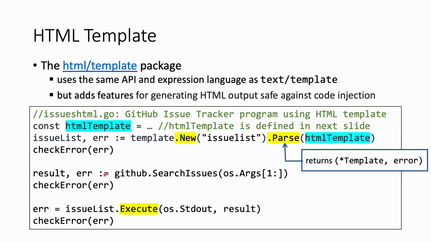The remaining code is to execute the parsed template stored in issuesList to the input from the GitHub.showIssues function. This code is the same as that in the GitHub issue tracker program that uses text template. So it calls function execute, but the function execute here is defined in the HTML/template package, not in the text/template package.